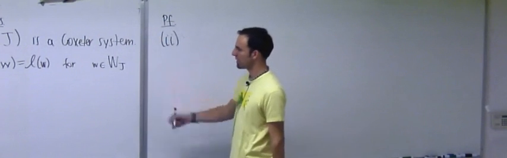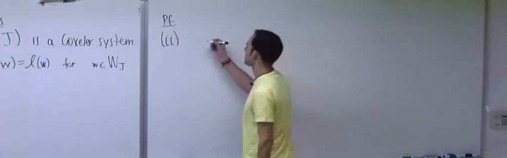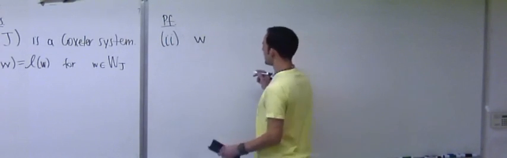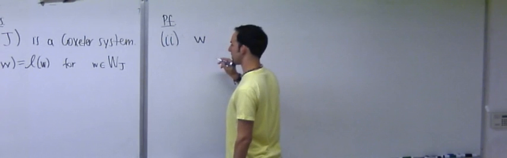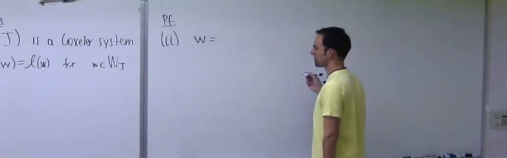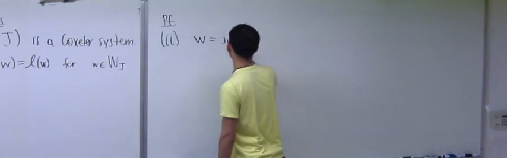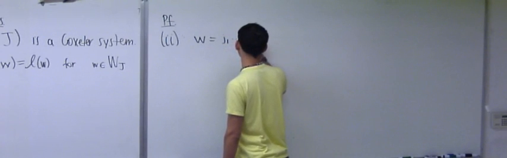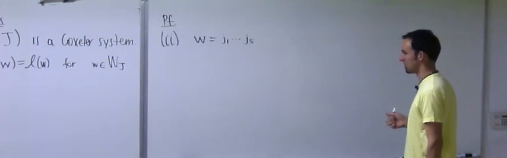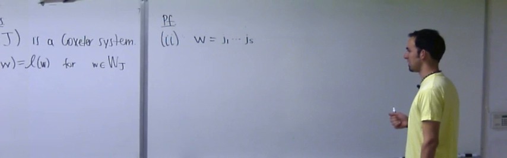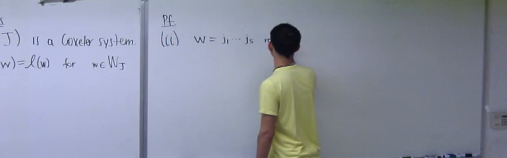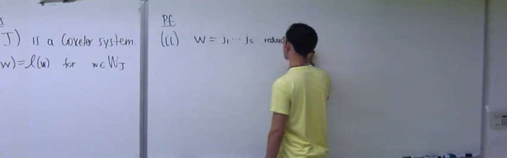So L_J of w, what is that? Well, let's take our word w equals j1 up to js. And let's say that this is reduced in W_J.